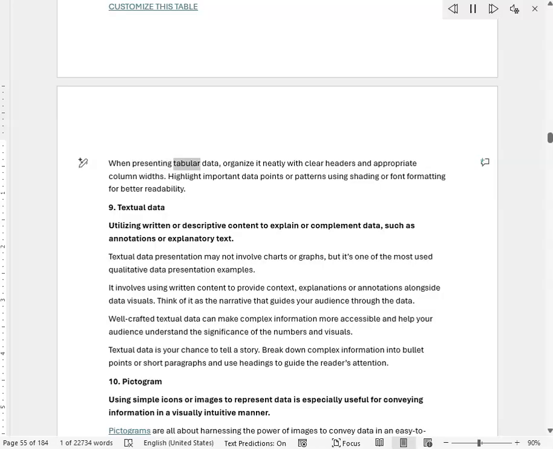When presenting tabular data, organize it neatly with clear headers and appropriate column widths. Highlight important data points or patterns using shading or font formatting for better readability.